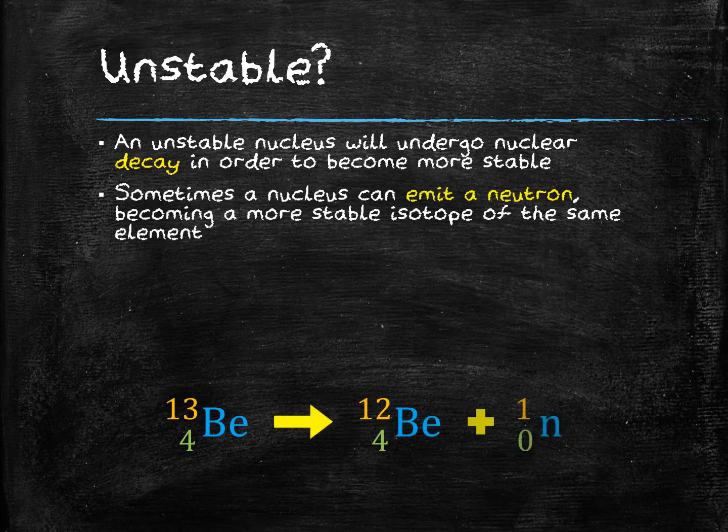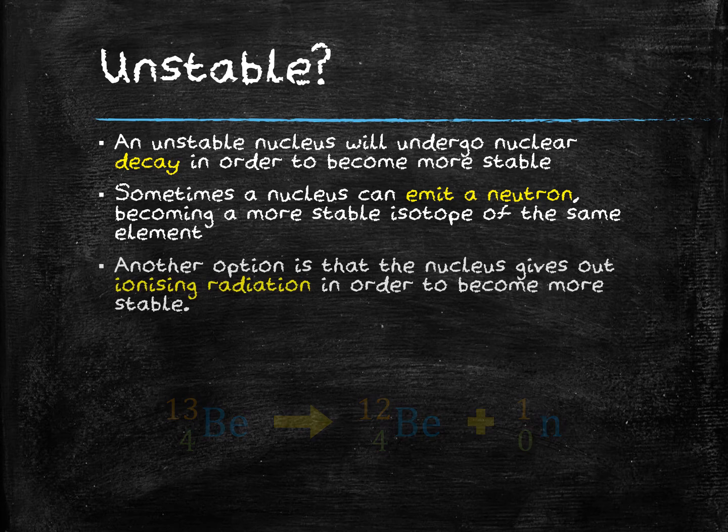Sometimes it can be as simple as a neutron being emitted. So in the case of beryllium-13, it's got more neutrons than the stable beryllium-12. So what it does is it simply just emits one of those neutrons, right, and it becomes a much more stable isotope of the same element.